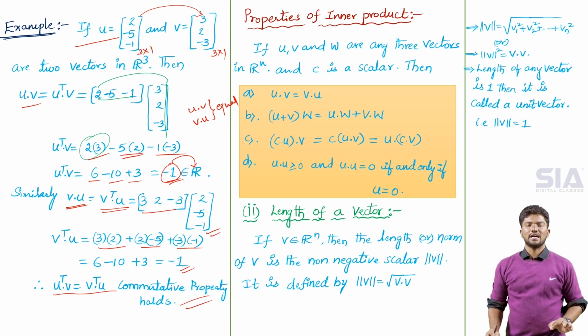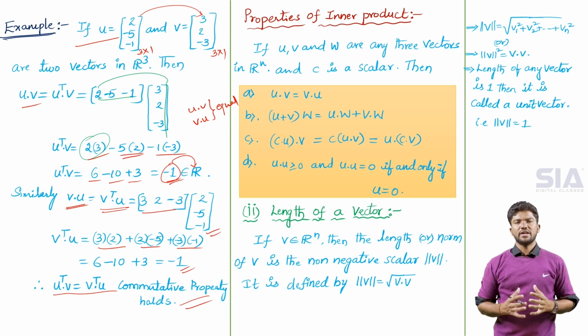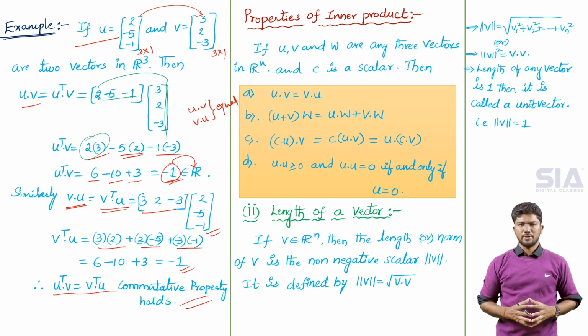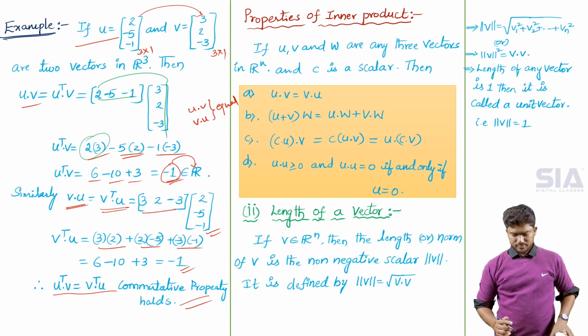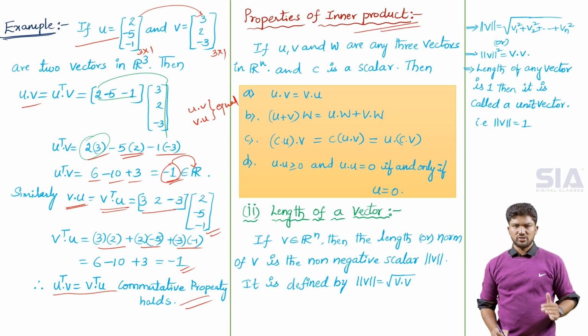Clearly, u transpose into v equal to v transpose into u holds. That property is called the commutative property with respect to multiplication. That means inner product spaces satisfy the commutative property with respect to multiplication. That is the example regarding the inner product spaces. Next, properties of inner product.